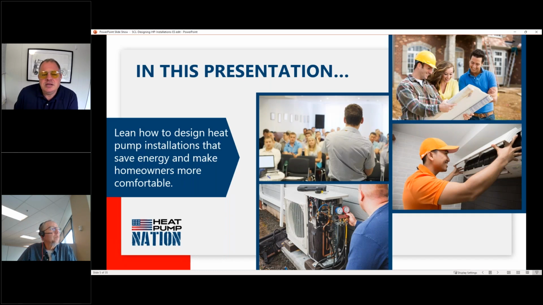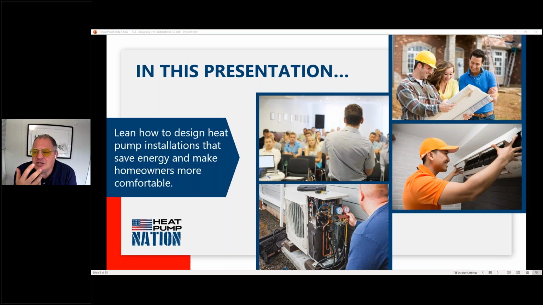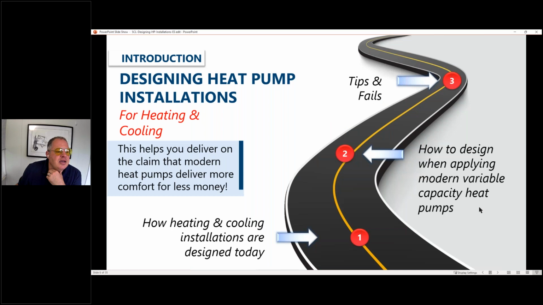Well, in this presentation today, we're going to talk about how to design a heat pump installation with a specific emphasis on delivering both the energy savings that utility programs want and need, but then the additional things that homeowners want, like really good comfort and low cost of operation. So that's going to be our particular theme and emphasis, energy savings and comfort, and how to design for it properly and install for it properly.